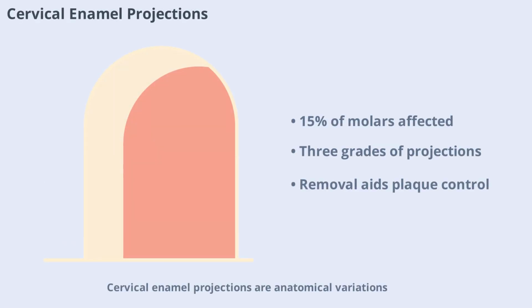Cervical enamel projections are anatomical variations found in approximately 15% of molars. These projections extend from the cemento-enamel junction toward the furcation entrance and are classified into 3 grades. Grade 1 projections extend toward the furcation entrance. Grade 2 approach but do not enter the furcation, and Grade 3 extend horizontally into the furcation. These projections favor plaque accumulation and must be removed to facilitate scaling and root planing. Their presence can complicate furcation treatment and influence disease progression.